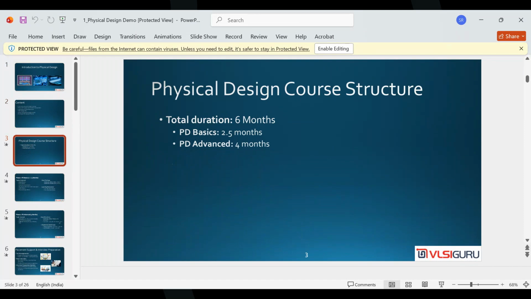This physical design course structure is for at least 6 months, in which the first phase will be for 2.5 months. That is allotted for the basics. So PD basics will be covered for 2.5 months. Then comes the next 4 months, dedicated only to physical design advanced level concepts. It won't be the basic level. It will be purely dedicated to physical design concepts.